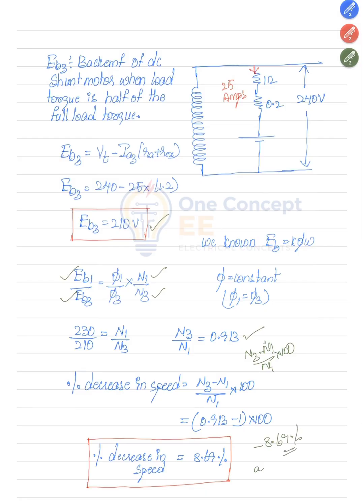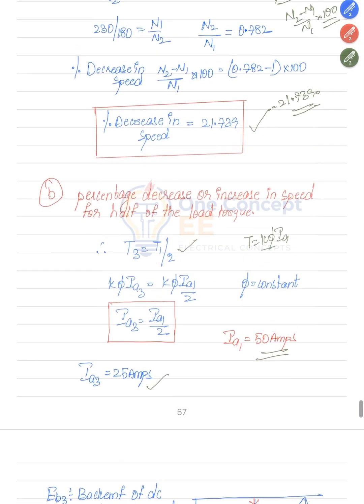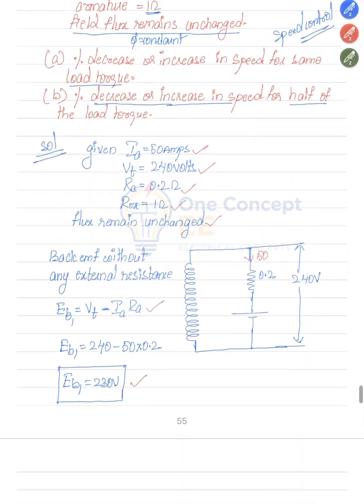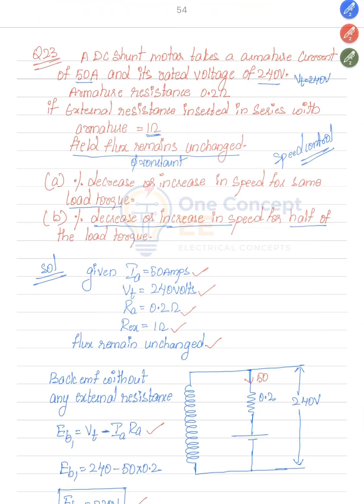Means if your load is half of its full load torque and external resistance of 1 ohm is added, your speed will reduce by about 8%. In both cases, when an external resistance is added and the load torque is varied, there will be a decrease in speed.